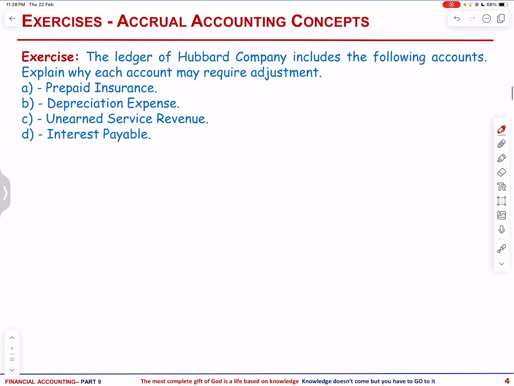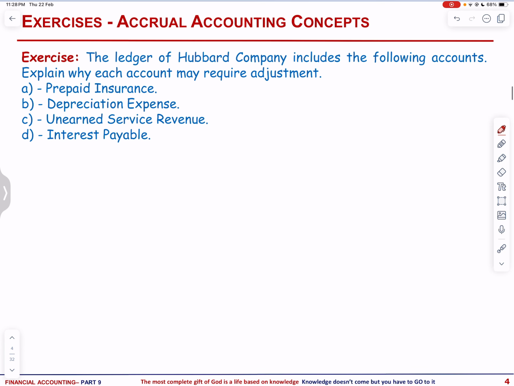So let us start with the first exercise. The ledger of Hubbard Company includes the following accounts. Explain why each account may require adjustment.